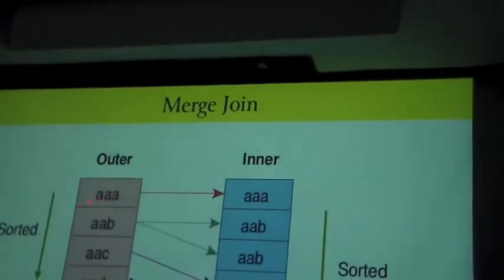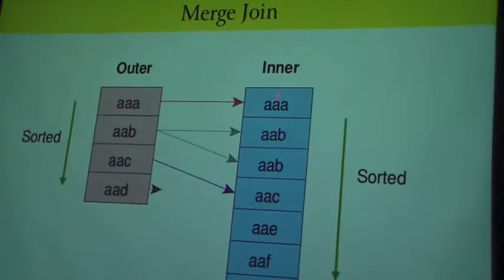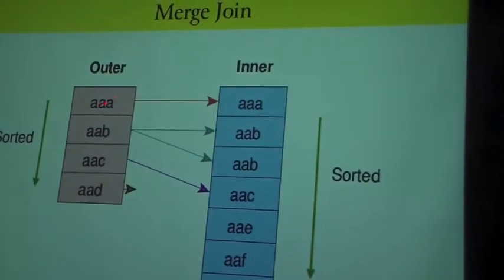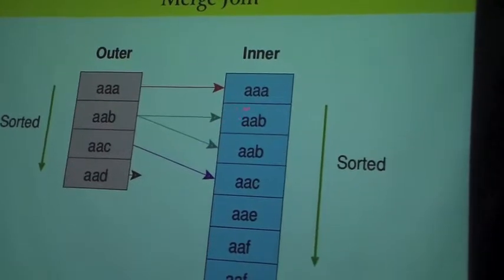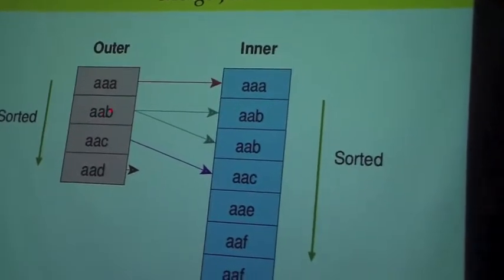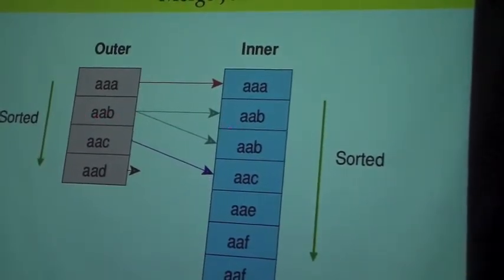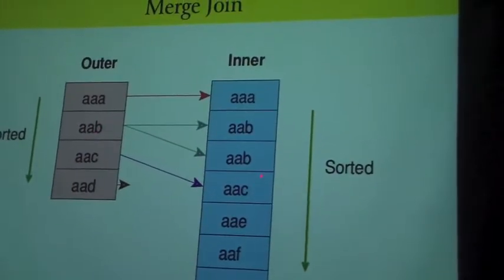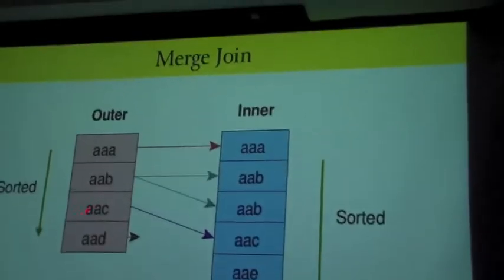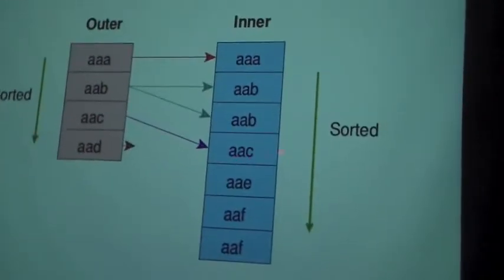It says, take the first row of the first table, compare to the first row of the second table. Then, if that matches, you go to the first row of the first table, compare to the second row. If that doesn't match, then you can move down and compare the second row to the second row, and then the second row to the third row. If that matches, keep going, second row to the fourth row. If that doesn't match, go down to the third row of the first table, you got a match.